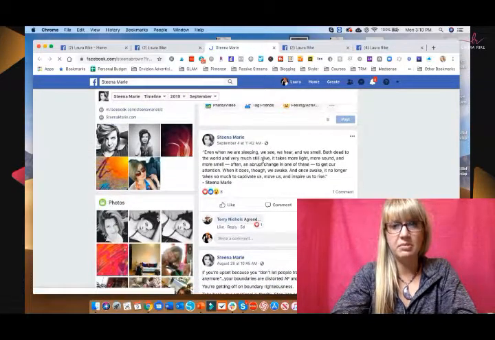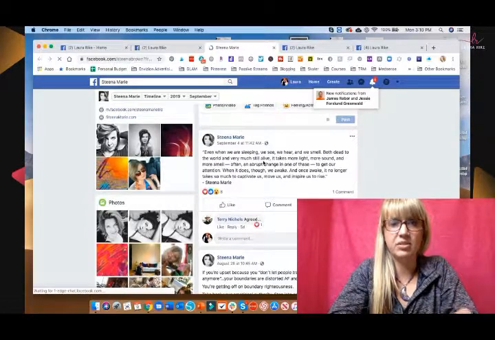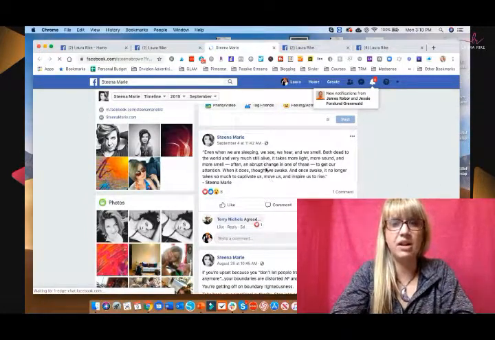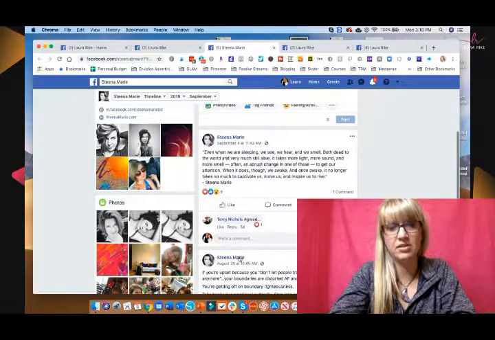So even when we are sleeping, we see, we hear, we smell. Both are dead to the world and both very much alive. It takes more light, more sound, and more smell, often an abrupt change in these to get our attention. When it does, we awake. And when we awake, it no longer takes so much to captivate us, move us, and inspire us to rise.